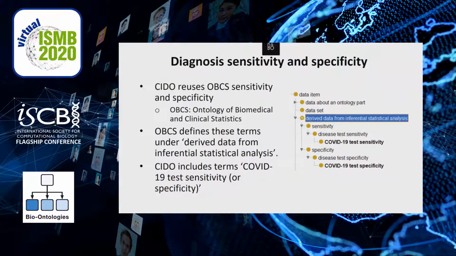CIDO allows the representation of the sensitivity and specificity of the diagnostic test. Previously, we developed an ontology for biomedical and clinical statistics, OBCS, where the terms under derived data from inferential statistical analysis can be reused. CIDO created the COVID-19 test sensitivity and COVID-19 test specificity under corresponding OBCS terms.